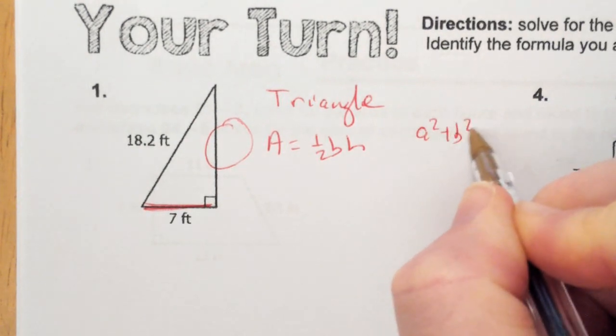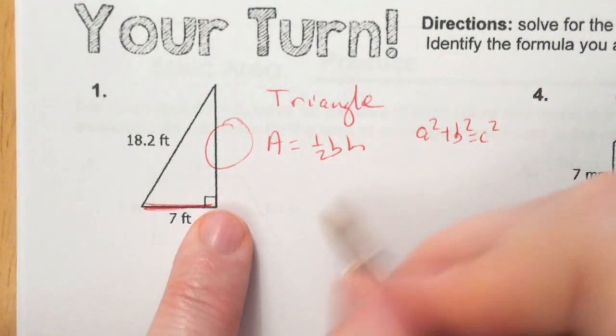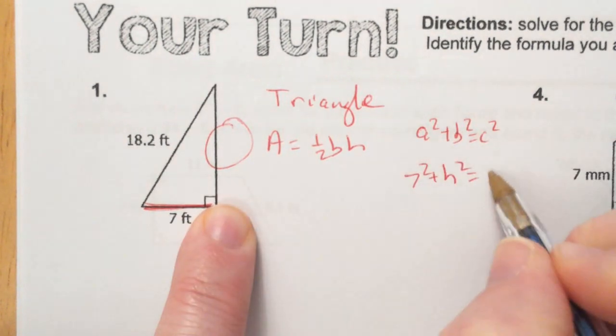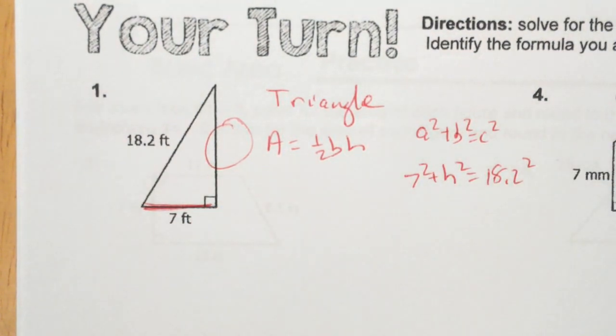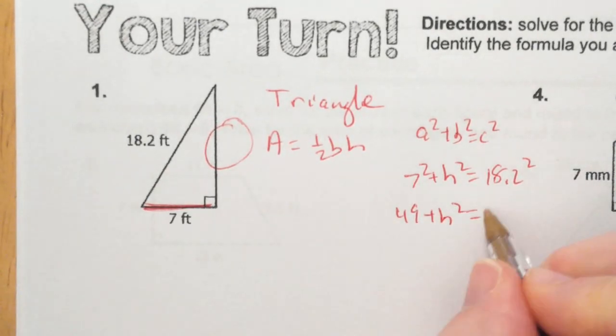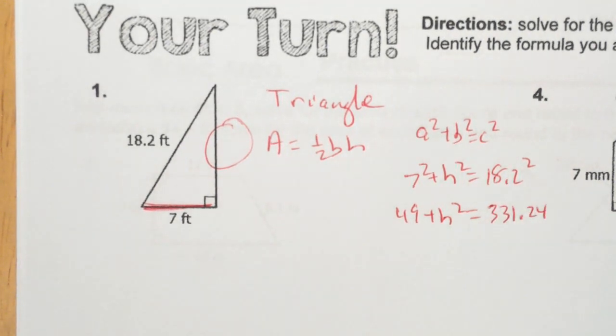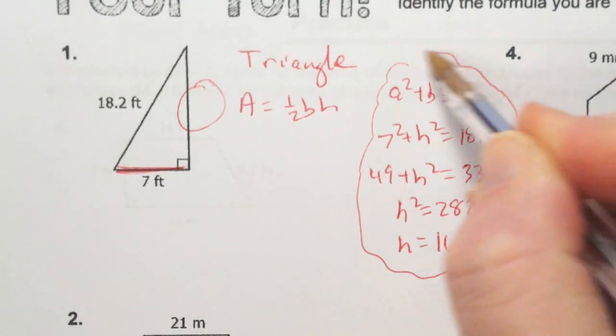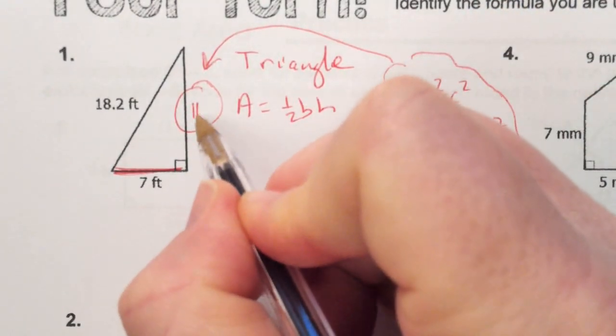a squared plus b squared equals c squared. Put your finger on the right angle. The two sides you're touching are a and b. So 7 squared plus h squared equals the one side you're not touching, 18.2 squared. 7 squared is 49 plus h squared equals 331.24. Subtract 49. H squared equals 282.24. Okay, square root both sides, and we get h is equal to 16.8. So that's our little bubble thought we had to start with in order to find the height. So this is really 16.8.